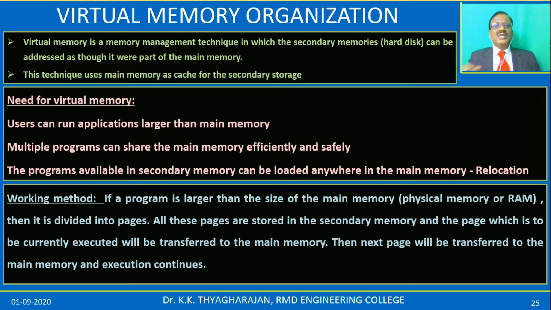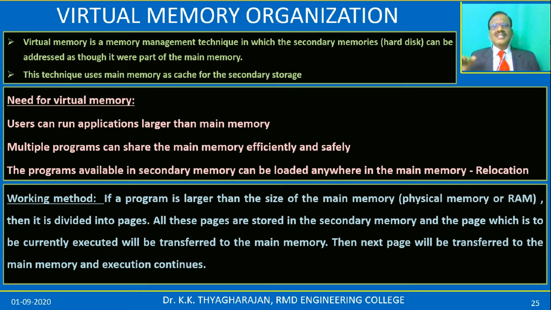If the program is larger than the size of the main memory, and the main memory is also called physical memory, generally RAM, then the program is divided into pages, and all these pages are stored in the secondary memory. The page which currently needs to be executed is transferred to the main memory from the secondary storage device.